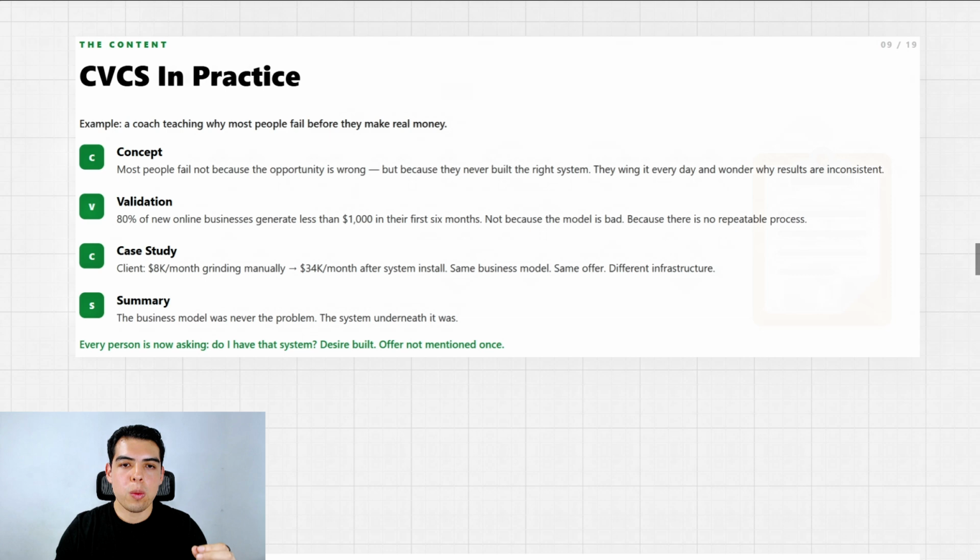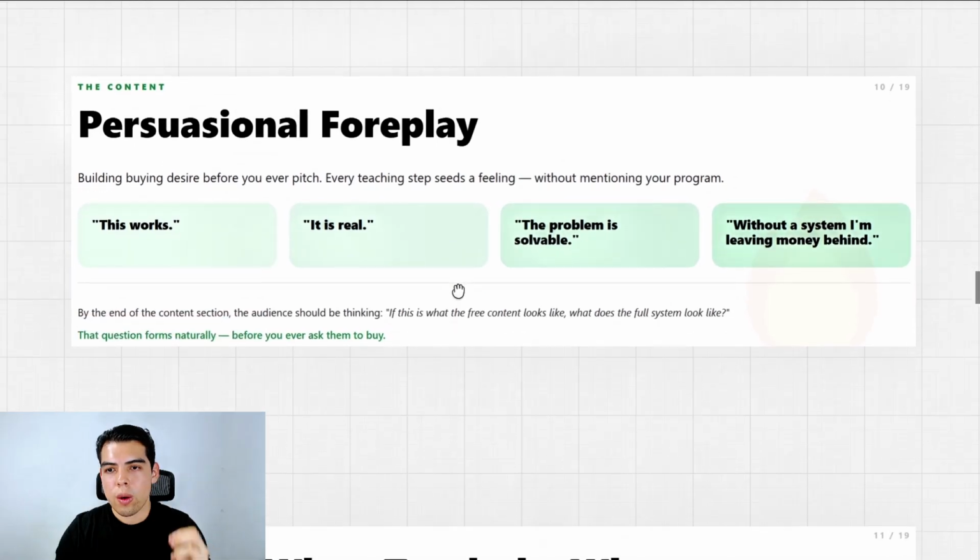The case study is one of the clients was making $8,000 a month, doing everything manually, no system, no process, just grinding. And then 6 months after we installed a proper acquisition and fulfillment system, they were at $34,000 a month. Then the summary is the business model was never the problem, the system underneath was. And every person in the room is now thinking, do I have that system? If they don't, the need for your solution just went up without you mentioning your offer even once.